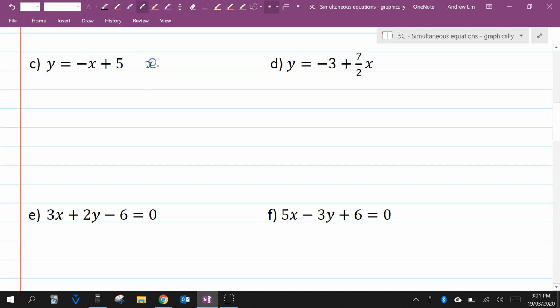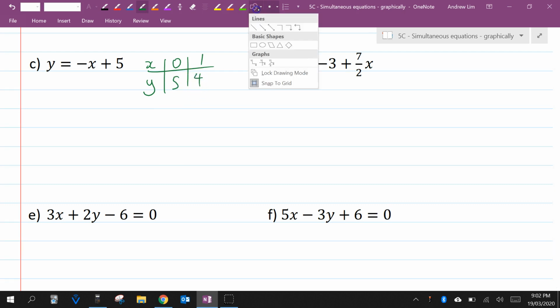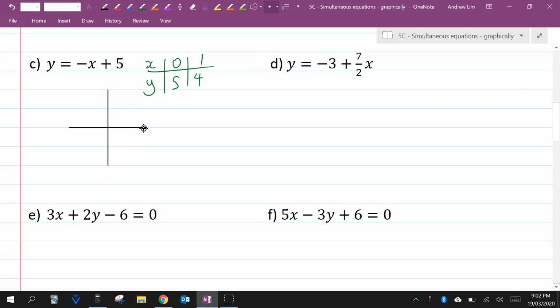Okay, so question C. x, y, I like to use 0, 1, so 5 and 4. Let's go here. 1, 2, 3, 4, 5. So 0, 5 is up here, and 1, 4 is over here. So now we can draw a straight line. I forgot to label these axes.